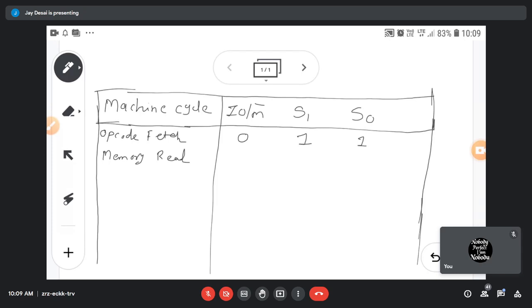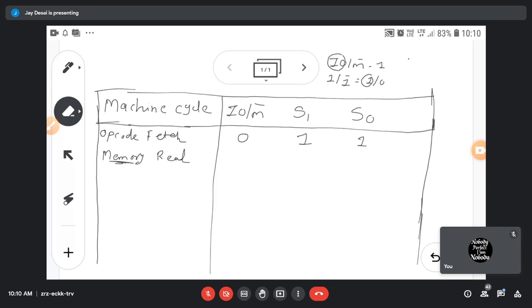Okay. It is a memory. So what do we put at IO slash M bar to select the memory? Zero. See, if you put 1 at IO slash M bar, it becomes 1 slash 1 bar, so it is 1 slash 0. So what does it select? It selects input output. But what we need over here is memory.